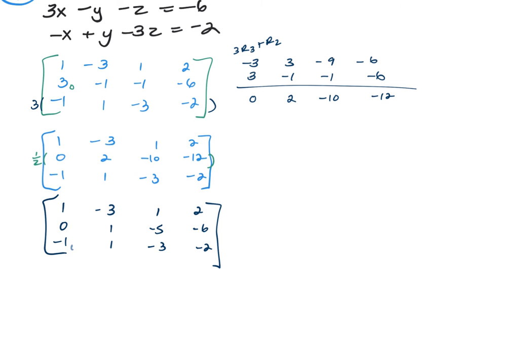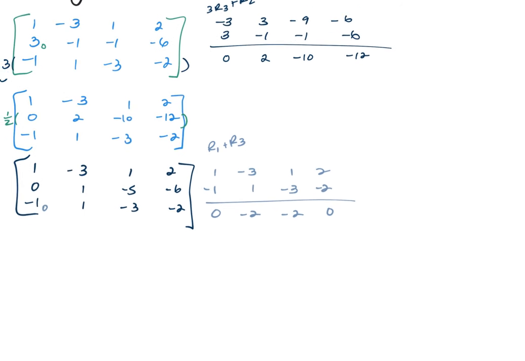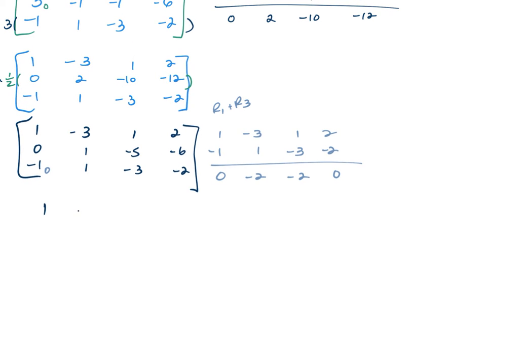Now I want a 0 where the -1 is. How do I do that? Row 3 plus row 1. Good. Row 1 plus row 3. So 1, -3, 1, 2, and -1, 1, -3, -2, gives 0, -2, -2, 0. And that takes the place of row 3. Wait, so you multiply the top? I didn't. I just added them. Because one was negative, one was positive.